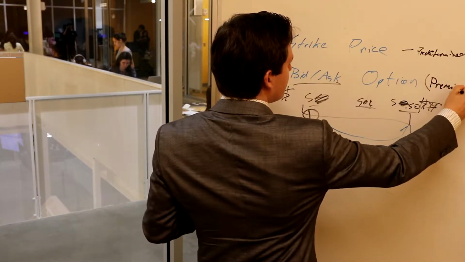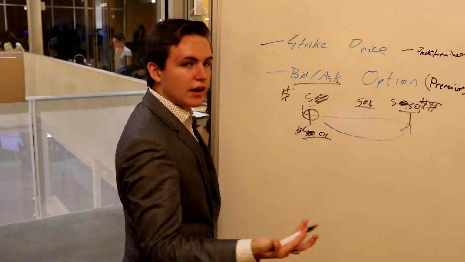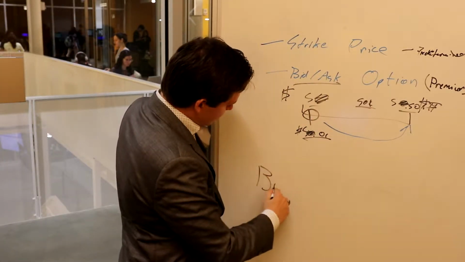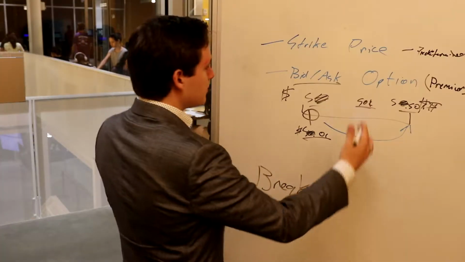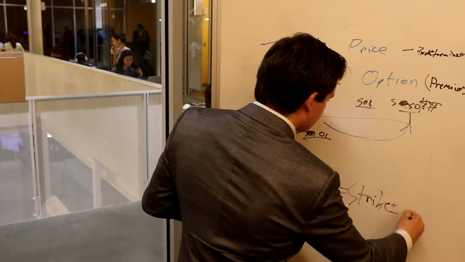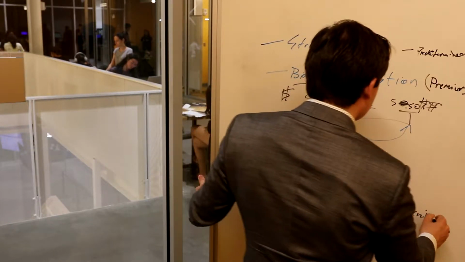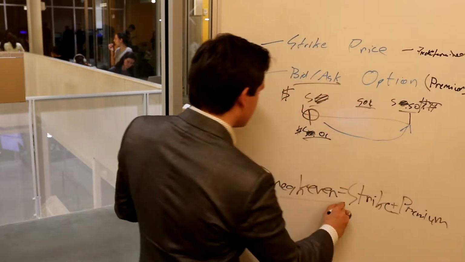So you want to make sure that you look at your break even. Break even, this is the most important part. How do you make money? Break even is the strike, and then plus or minus the premium. So it depends on if it's a call or a put. But I mean, you'll know this, and your broker should tell you what your break even price is.